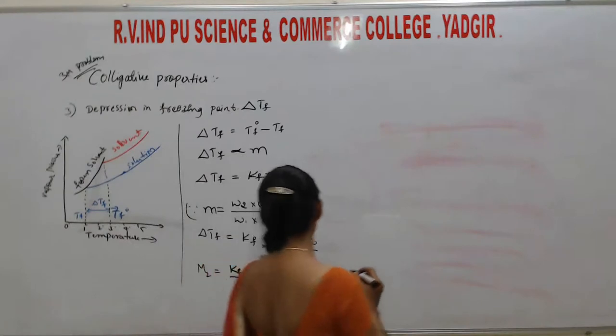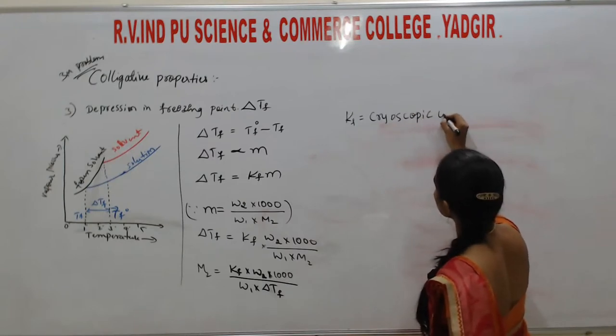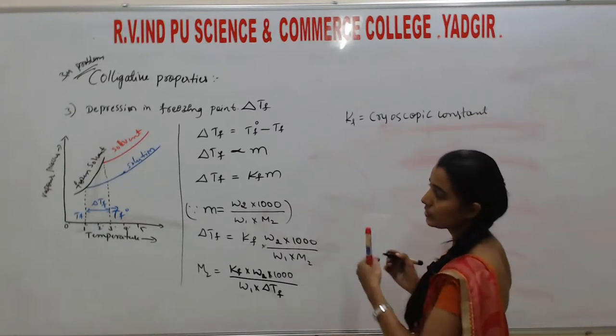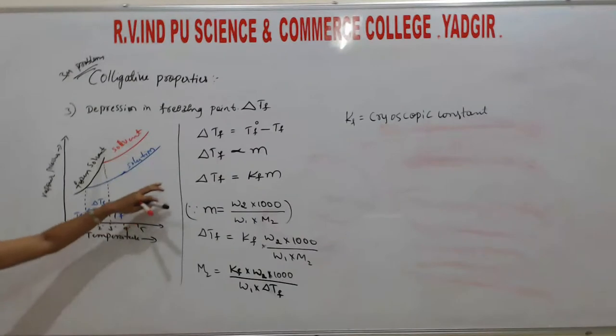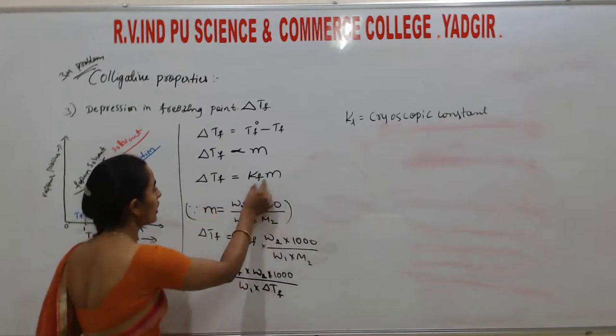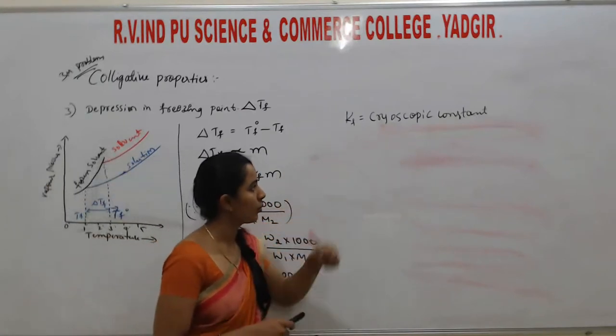Okay, here if you want to write what these terms are, you have to write this Kf. This is called the cryoscopic constant, or depression in freezing point constant. So what does this cryoscopic constant depend upon? The unit is kg per mole. The common solvents are listed here. It depends upon the nature of the solvent, the number of moles of the solute, and also the molar concentration of the solute particles present in the solution. So this is called the cryoscopic constant.